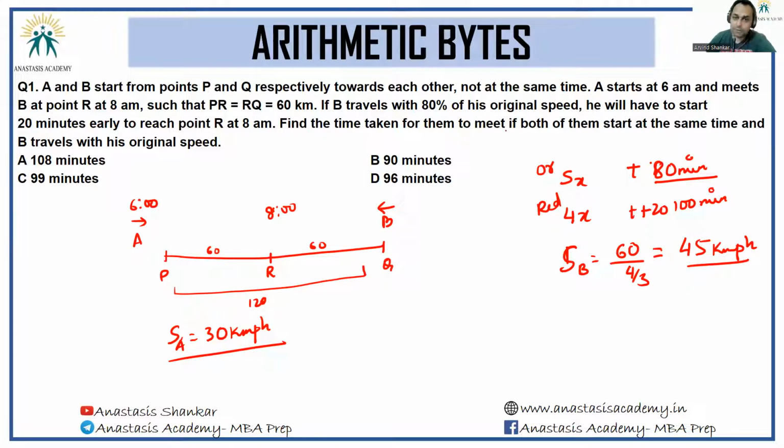Find the time taken for them to meet if both of them start at the same time and B travels with his original speed. The distance they have to cover is 120 with a combined speed of 30 plus 45, or a speed of 75. This gives me 8 by 5, which is equal to 1 hour 36 minutes, or total time taken will be 96 minutes, option D.